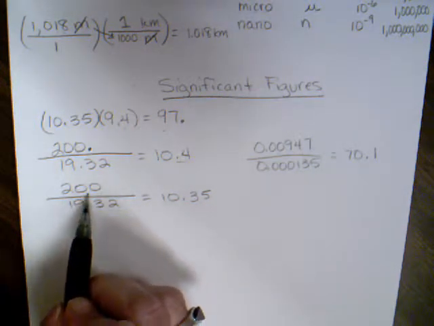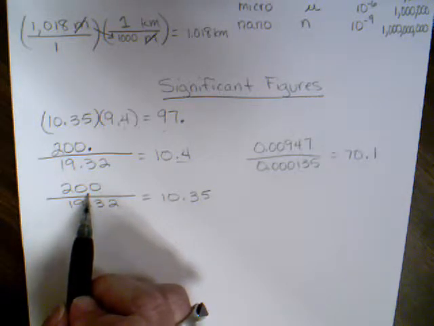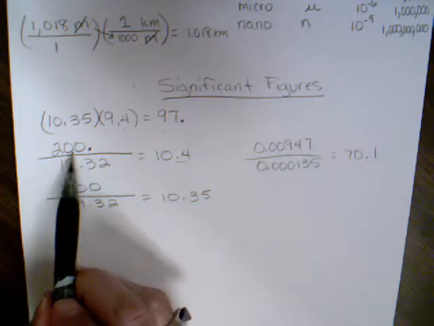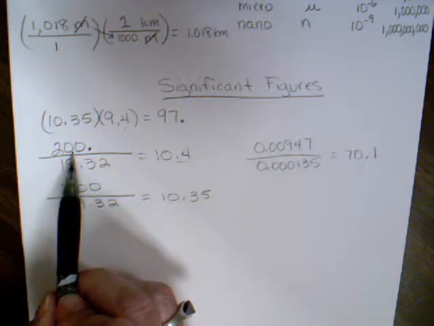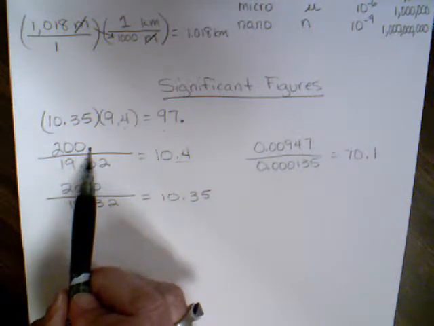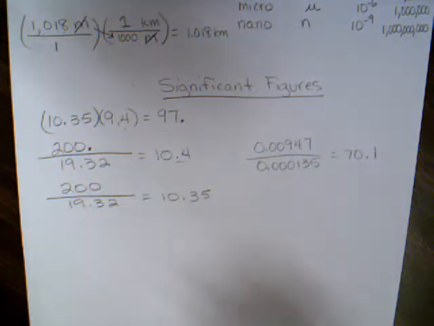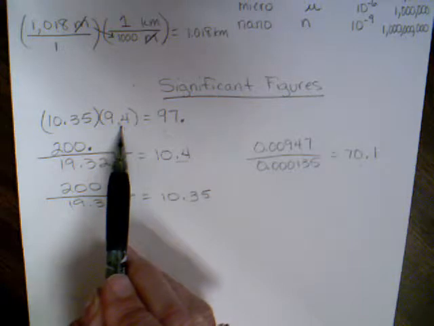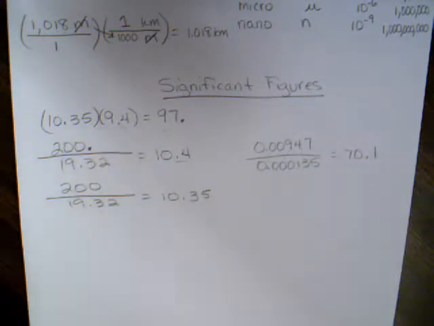Here, we didn't count these zeros. We consider this a whole number. We weren't going to look at whole numbers. Here, ending zeros or following zeros count if there's a decimal there. And you always use the measurement with the least amount of sig figs in your answer. That's just a little bit about significant figures.